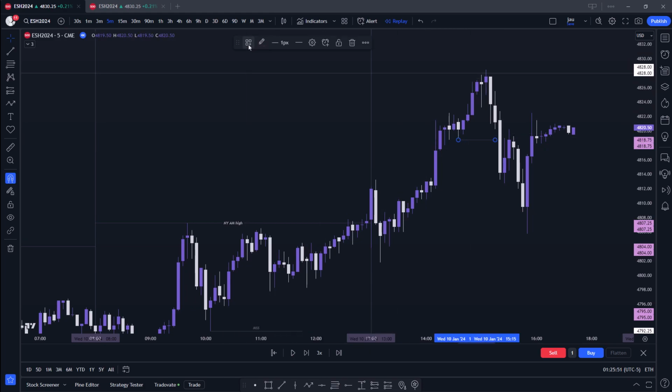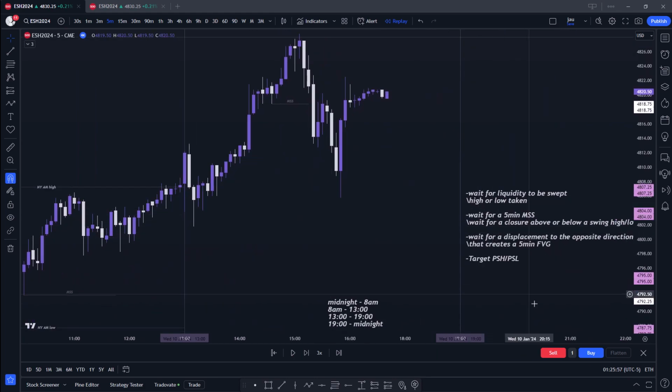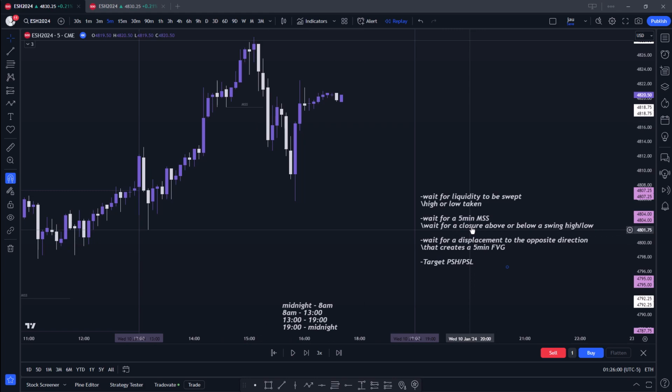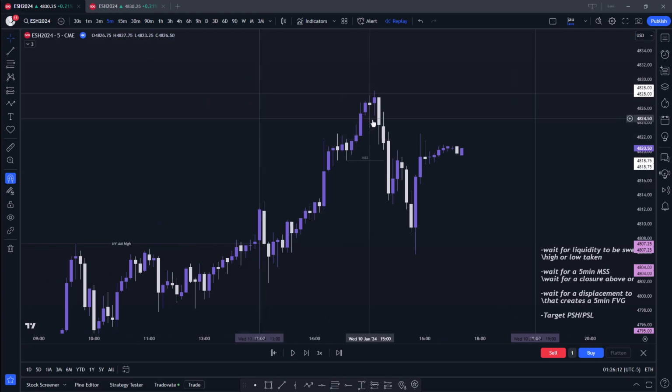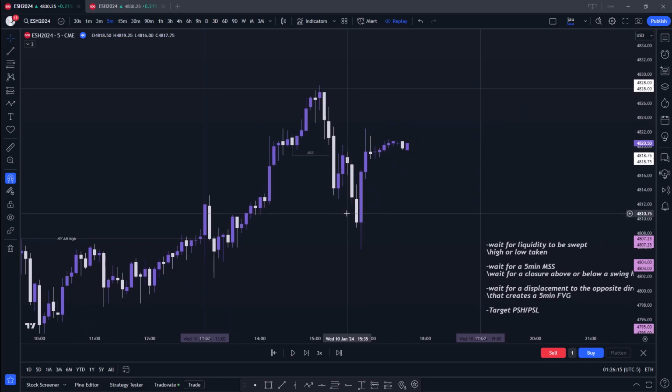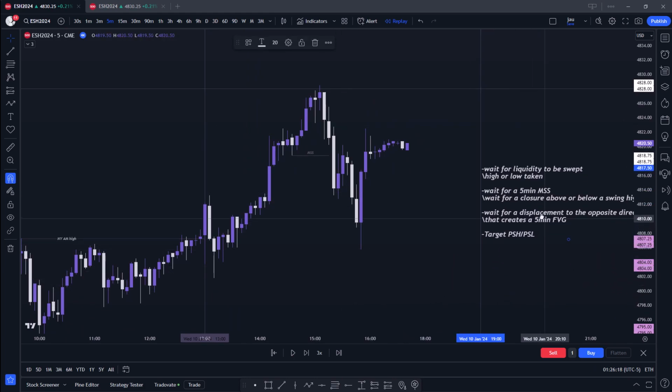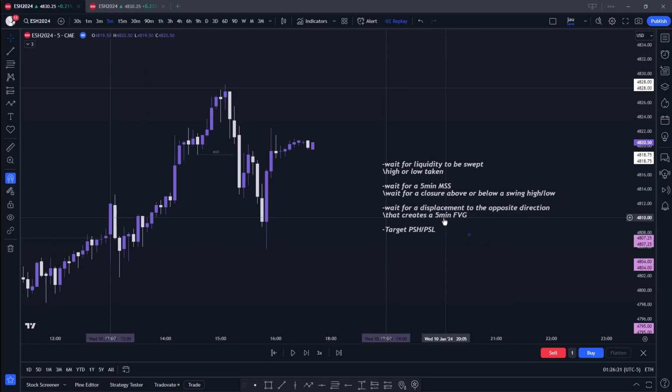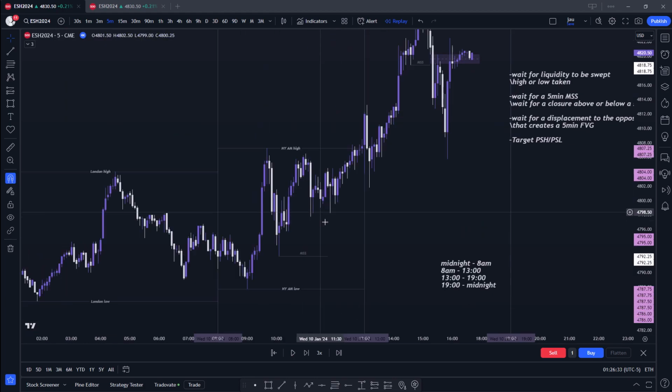But we did get the market structure shift there, because we got a closure below a swing low. That's a swing low. We got a closure below it, and then we got a displacement in the opposite direction, because remember, buy side was swept here. It was swept even more. And now we got the displacement down. That's the opposite direction, and that creates a 5 minute fair value gap. So we got a 5 minute CB residing right there. Your stop loss at the swing high, and your target is typically the previous session low.